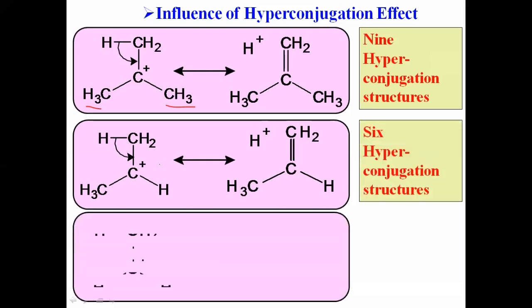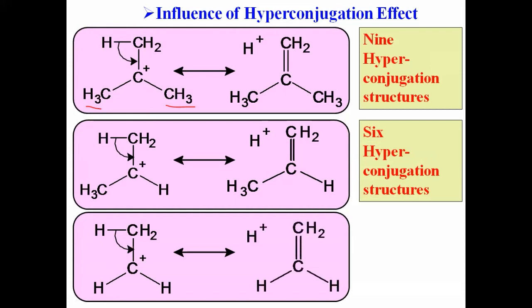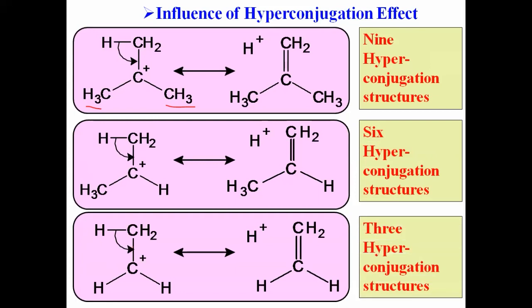Let us see the next, primary. Okay, this is a primary carbocation having only one methyl group attached to the central carbon. Again, there is a hyperconjugation structure: the C-H bond breaks, and the electrons from it form a pi bond at this place. Hydrogen acquires a positive charge. We get the same type of hyperconjugation. Here there are only 3 alpha hydrogens. Hence, there are only 3 hyperconjugation structures possible for this primary carbocation. Thus, for primary, secondary, and tertiary, we have different numbers of hyperconjugation structures.